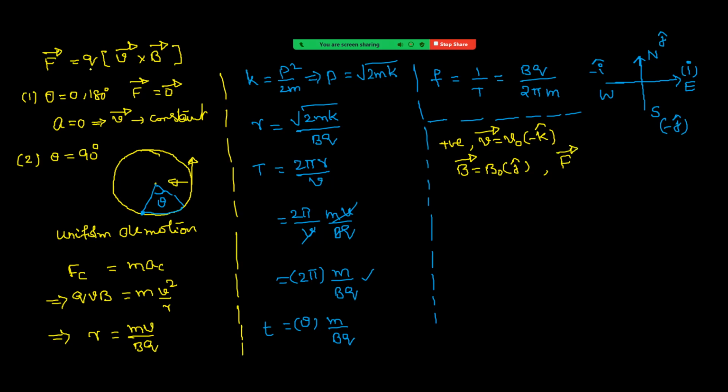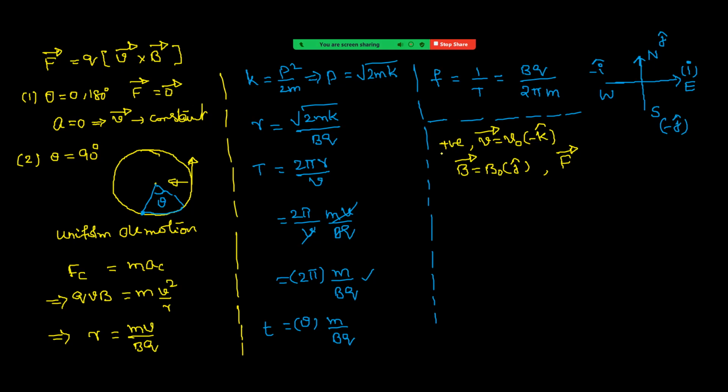Then take now this one, Q into V bar cross B bar. First thing, Q, it is positive. Okay. So we should be very careful here because there is a possibility of making mistakes. Charge is positive. Therefore, direction of F bar is direction of V bar cross B bar. If charge is negative, direction of F bar is opposite to the direction of V bar cross B bar. Okay, that's my first cross check.